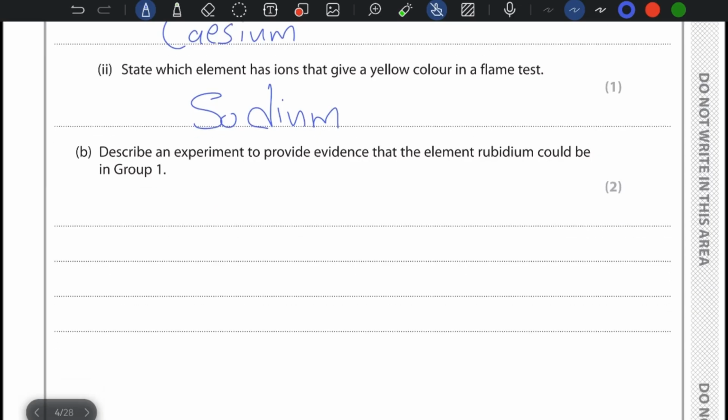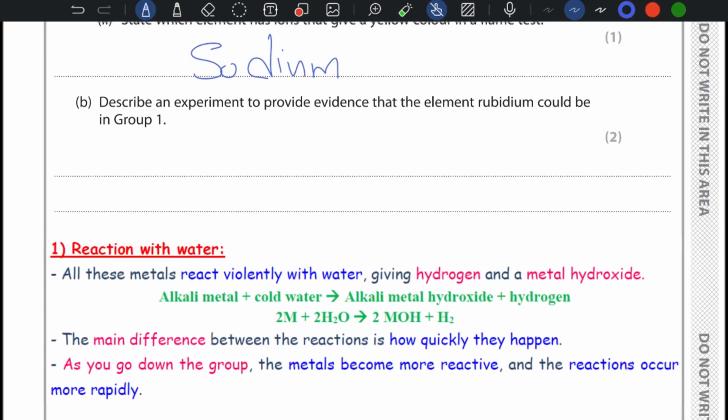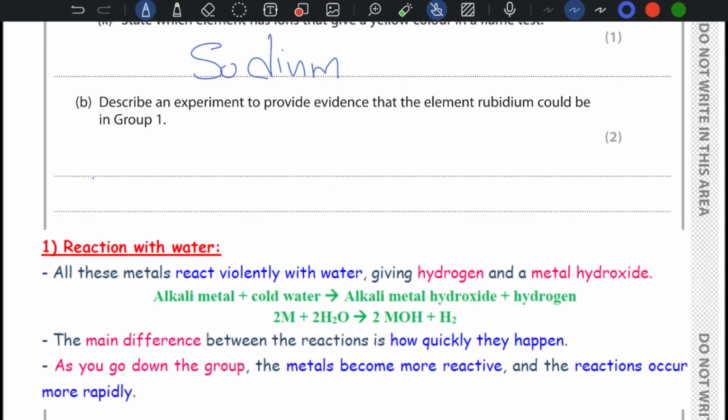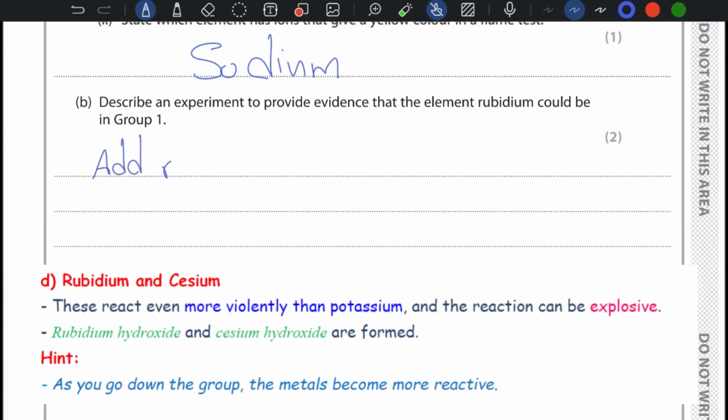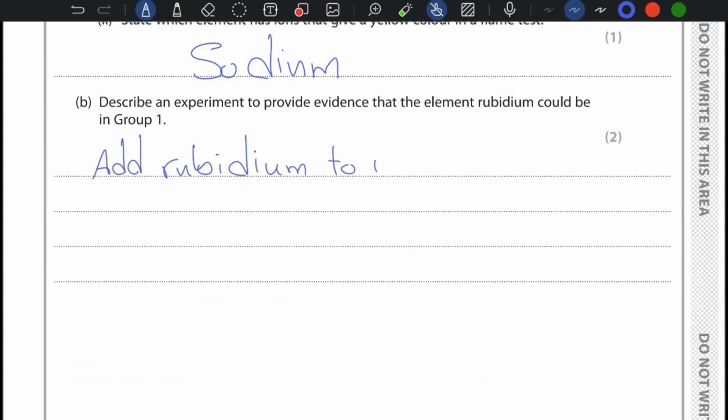Next question, describe an experiment to provide evidence that the element rubidium could be in group 1. One of the properties of group 1 elements is that when they react with water, they give hydrogen gas which makes fizzing. So we can say that add rubidium to water, it will give fizzing, or we can say it will burn with a colored flame.